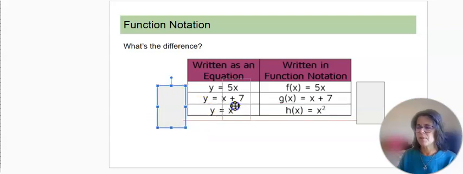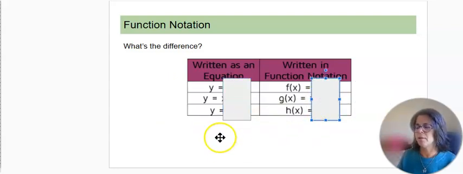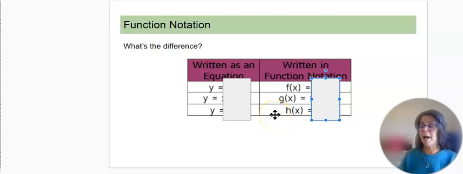You might notice that on the left side of the equal sign, we have a y in regular equations, but on the left side of the equal sign in function notation, we have something new. We read these as f of x, g of x, and h of x. Now you might think that the x in parentheses means you're multiplying that x to the f, the g, or the h. But f, g, and h are not variables. You're not plugging anything into those letters.